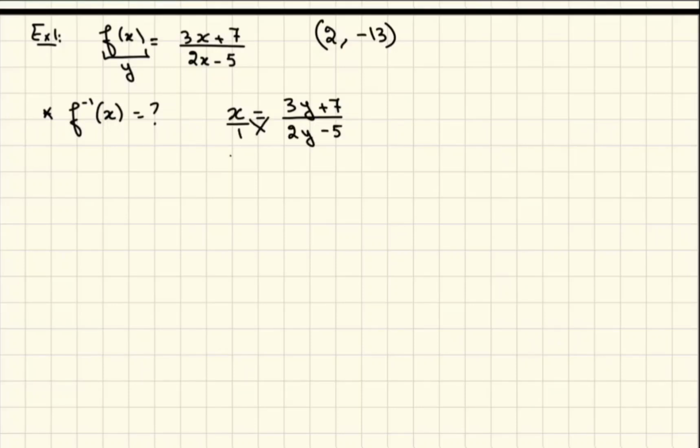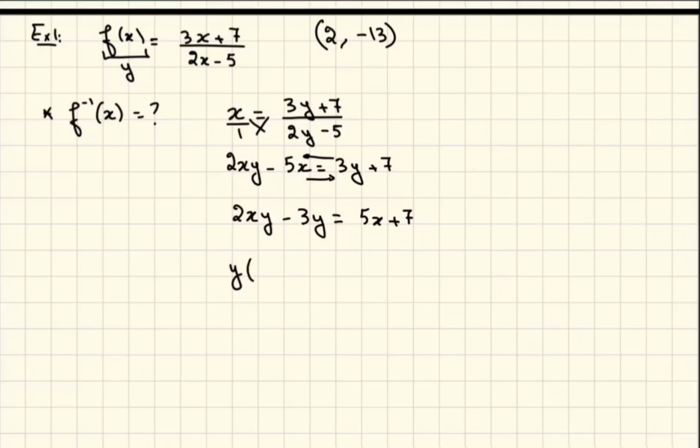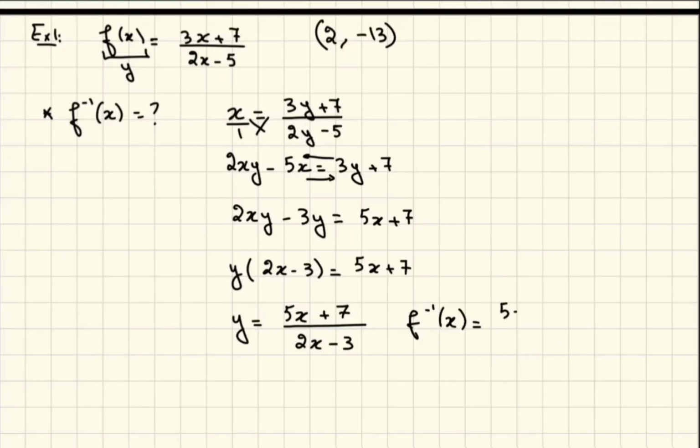I cross multiply. So you get 2xy minus 5x equals 3y plus 7. Now anything that has y, we move it to one side, and anything with x to the other side. So 2xy minus 3y equals 5x plus 7. We take y as a common factor, and we get y times 2x minus 3 equals 5x plus 7. Now to find the inverse function, we divide both sides by 2x minus 3. And I know now that f inverse of x is equal to 5x plus 7 over 2x minus 3.